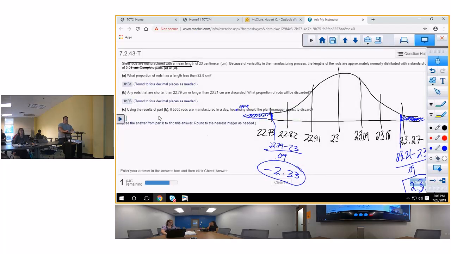Okay, using the results of Part B, which is this 0.0196, if 5,000 rods are manufactured in a day, how many would they throw away? So you're going to take 0.0196 and multiply by 5,000. That's right, class. Somebody give me that number. And remember, there ain't no such thing as half a rod, so 98. You could move the decimal, you don't need a calculator. 98.